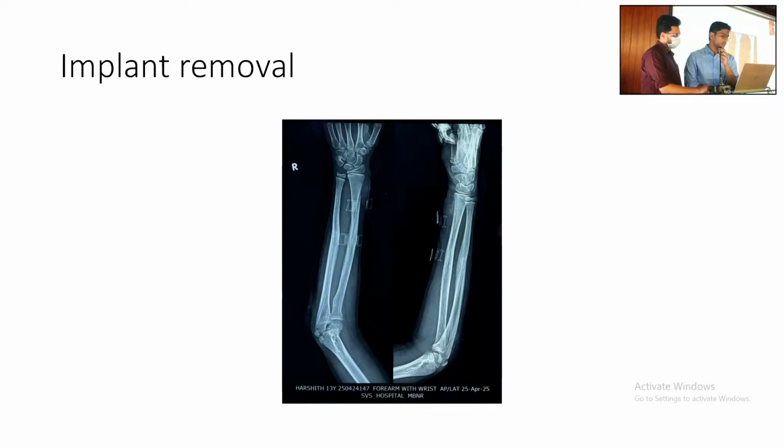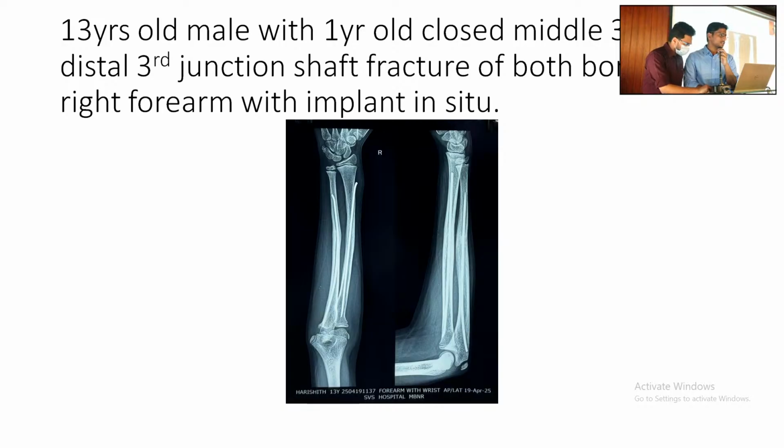Implant removal. How many days old? 1-year-old, sir. What is the age of the child? This is 13 years, sir. Yes, sir.